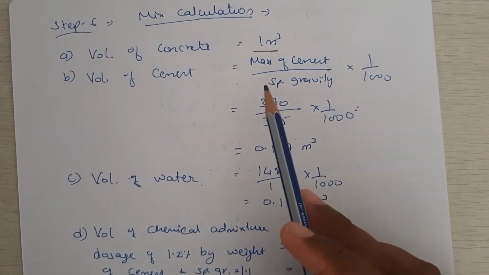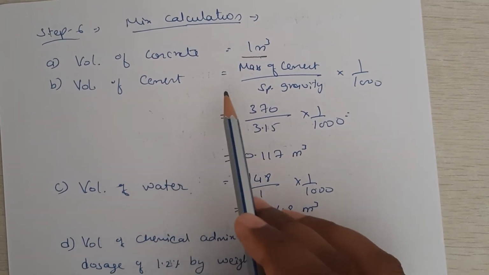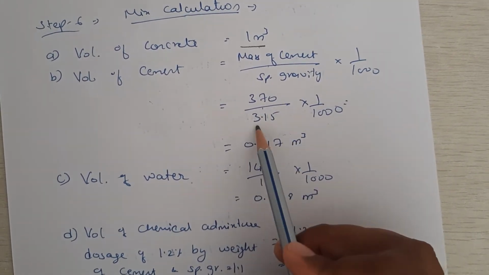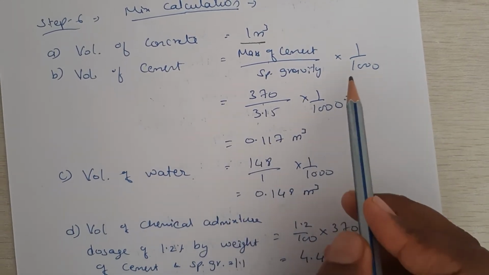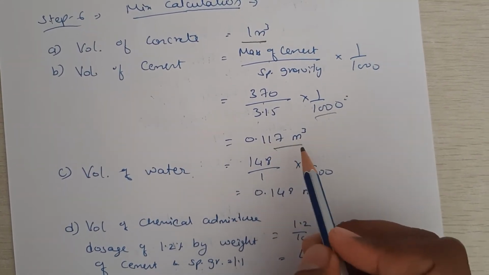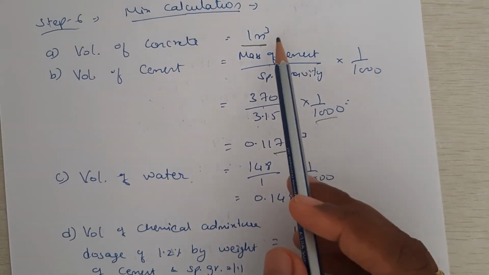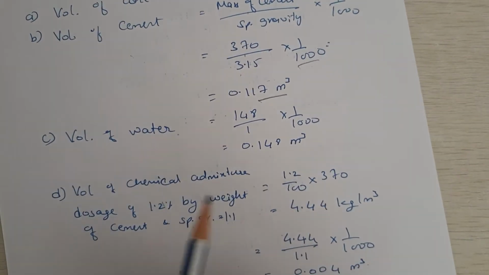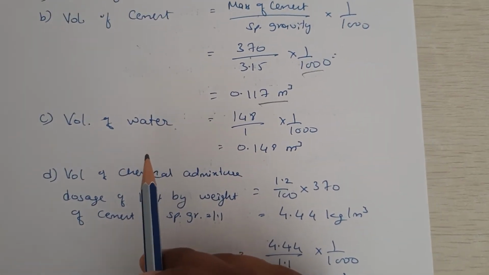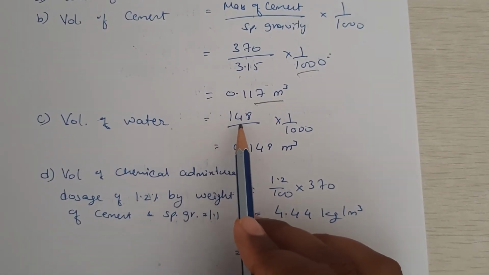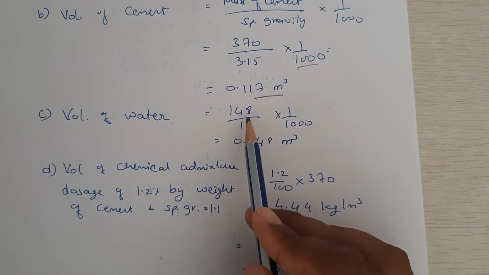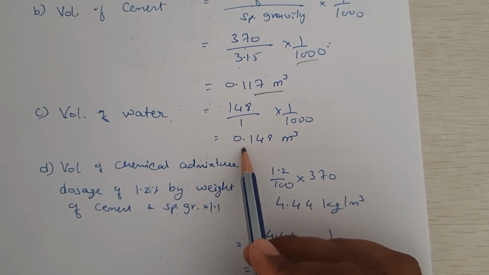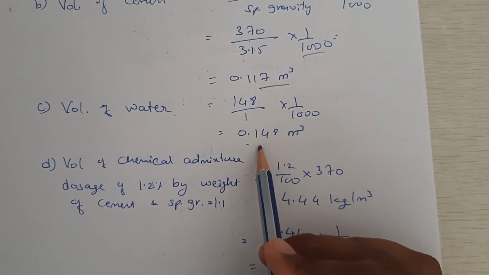To calculate the volume of the cement, we have the mass of the cement that we calculated as 370 kg, and the specific gravity is 3.15, into 1 by 1000. So I will get the volume of the cement for 1 meter cube of concrete as 0.117. Similarly, we go for the calculation of the water content: mass of the water, which is 148, divided by specific gravity as 1, into 1 by 1000. So it becomes 0.148 meter cube.